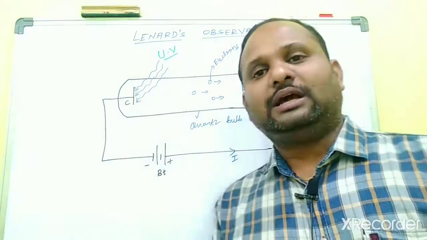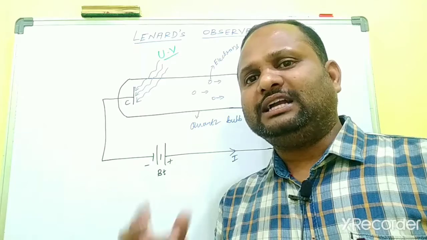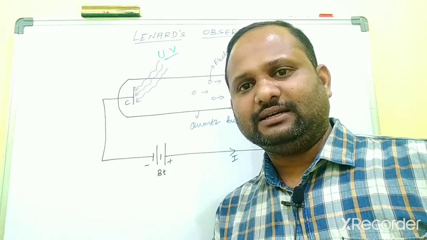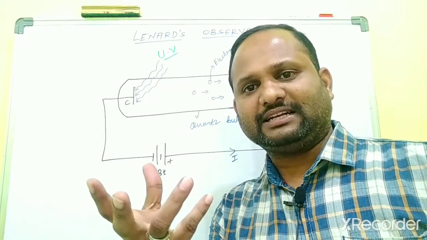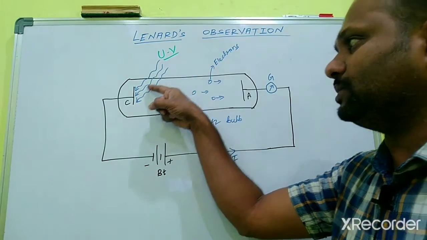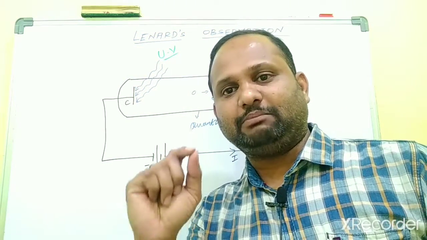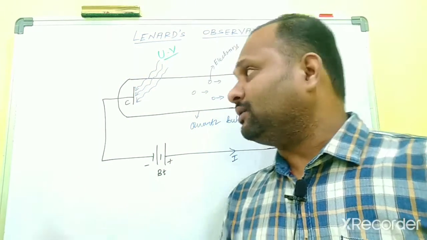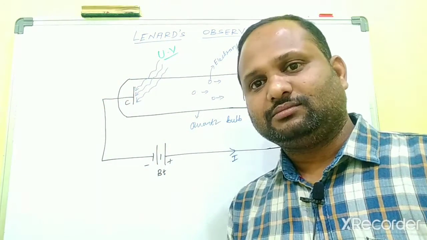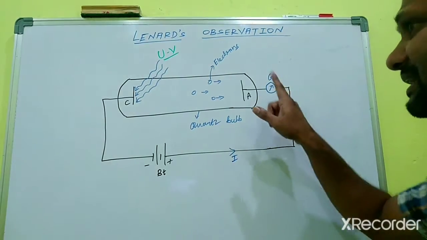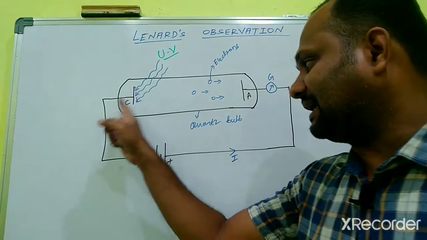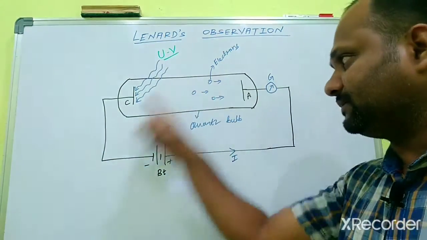Now, ultraviolet radiation, we know about that. It is one of the family members of the electromagnetic spectrum. It is an electromagnetic wave. This ultraviolet radiation is allowed to be incident on the cathode metal plate. Now the radiation is irradiated on the cathode, and immediately the galvanometer shows deflection. That means there is a current flowing through the electrical circuit.